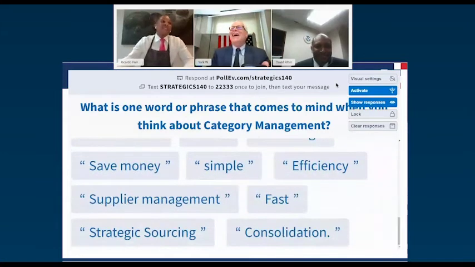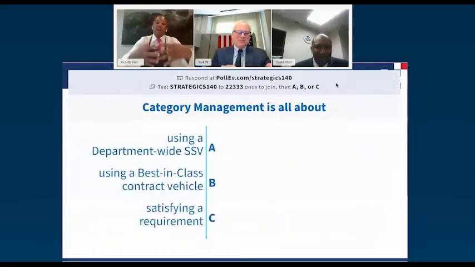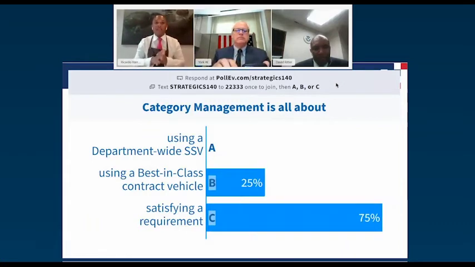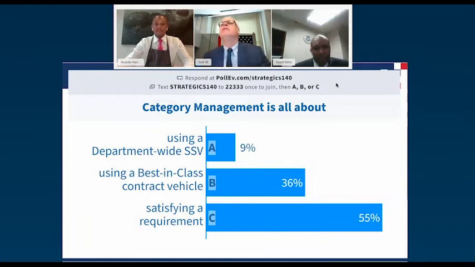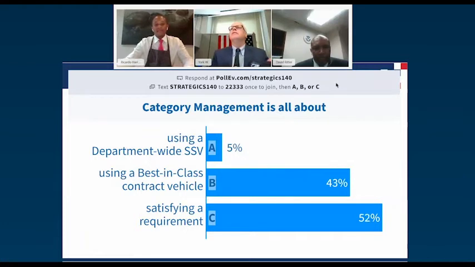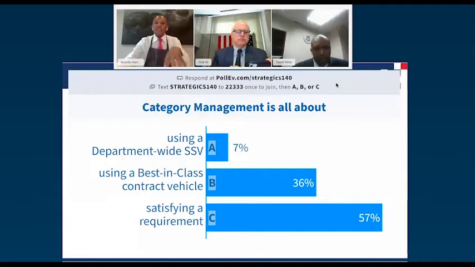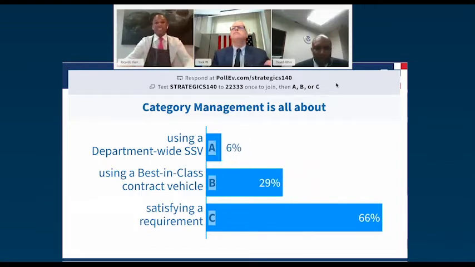So our next question is going to be, so these are just more targeted choices for you. Category management is all about, and select A, B, or C. That's all you have to type is A, B, or C into your phone or in the web to see what you think. And for the folks who are typing in the chat, you have to do it on Poll Everywhere because this doesn't really count if you do it in the chat. I can't really see. You don't count as part of the percentages.